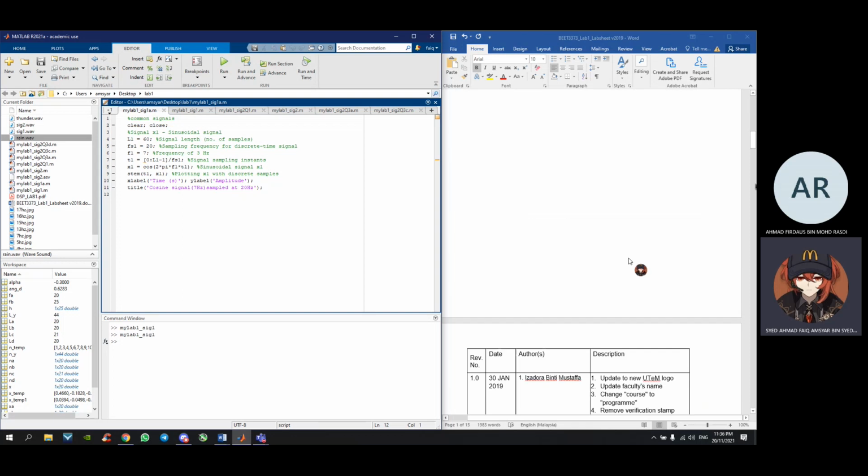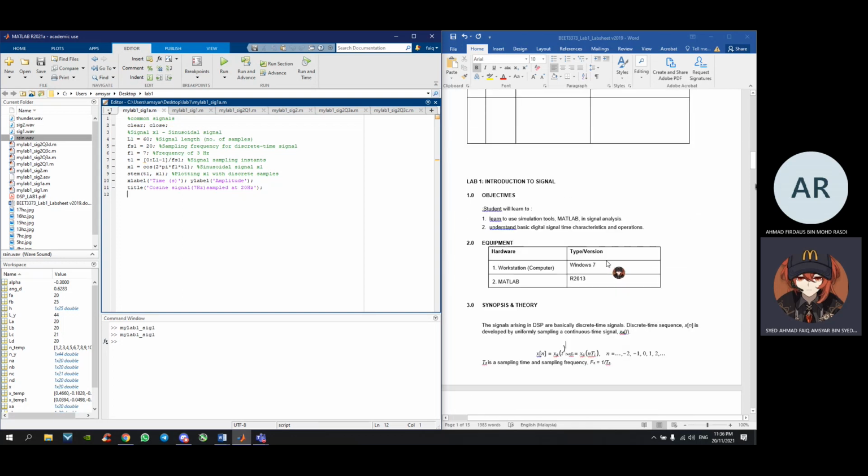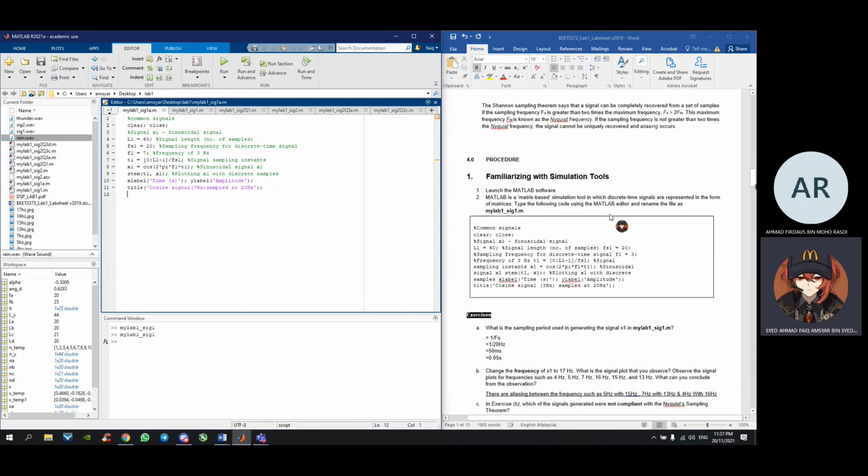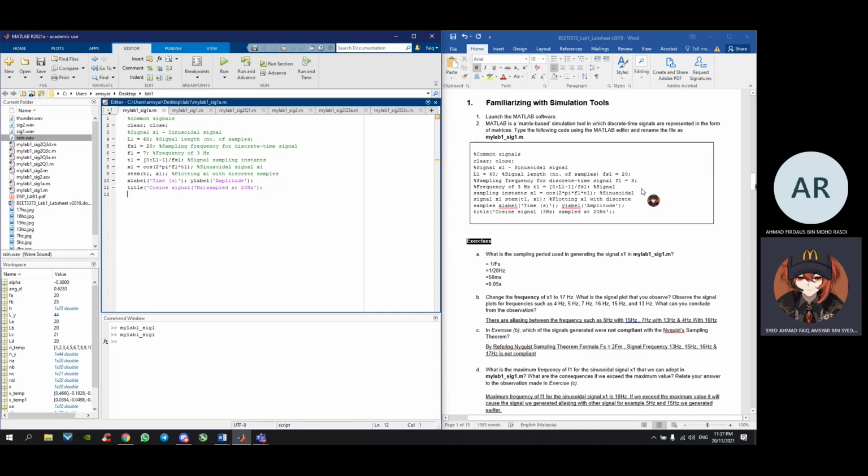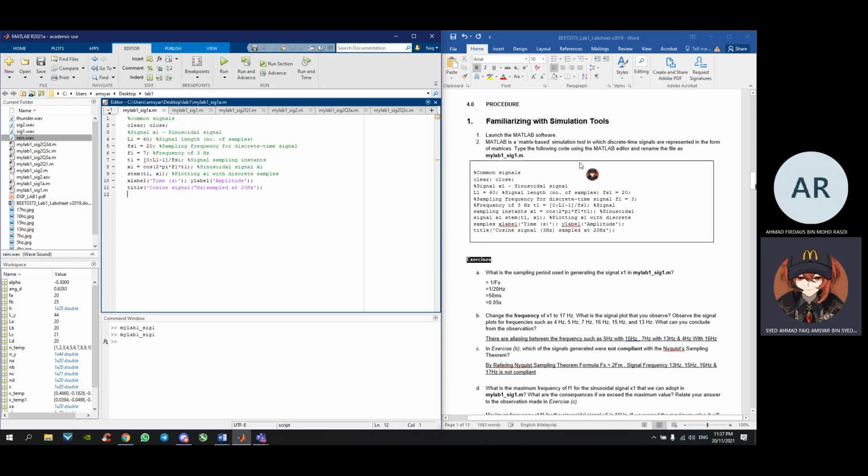Okay, for the first, lab 1, question number 1. First we need to rewrite this coding to MATLAB, like over here.